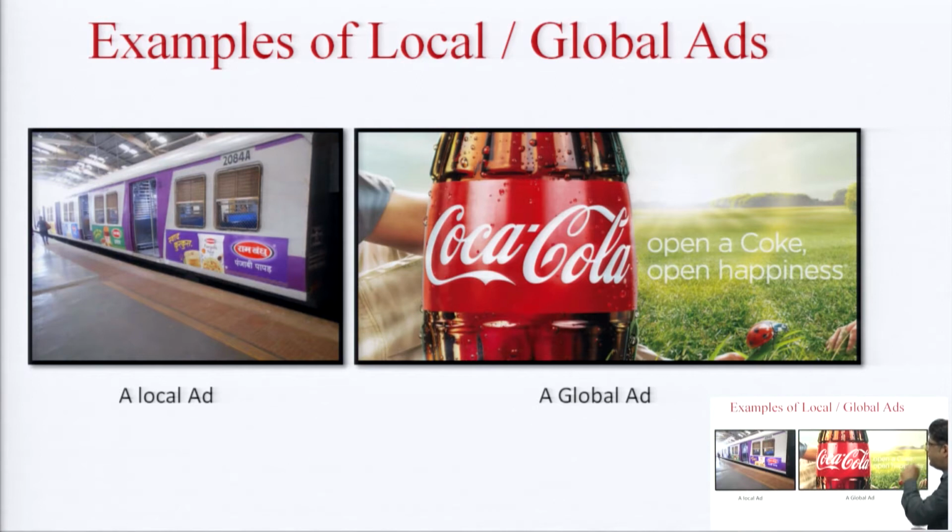Now, here we have two pictures, and these two pictures are very apt to understand the difference between local advertising and global advertising. This is again a kind of transit ad. You can see that train, this is a local train, and on that local train a big advertisement of namkeen snacks is there, and this ad is written in Hindi, which is a very popular language in North India. So, it caters to a very particular area.